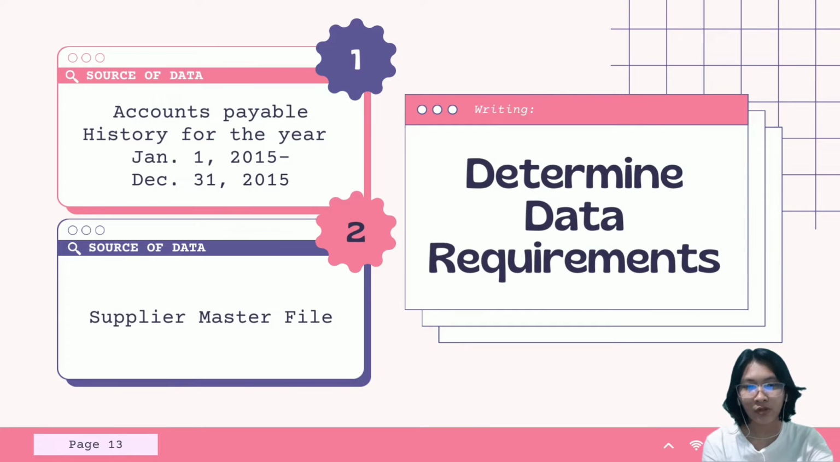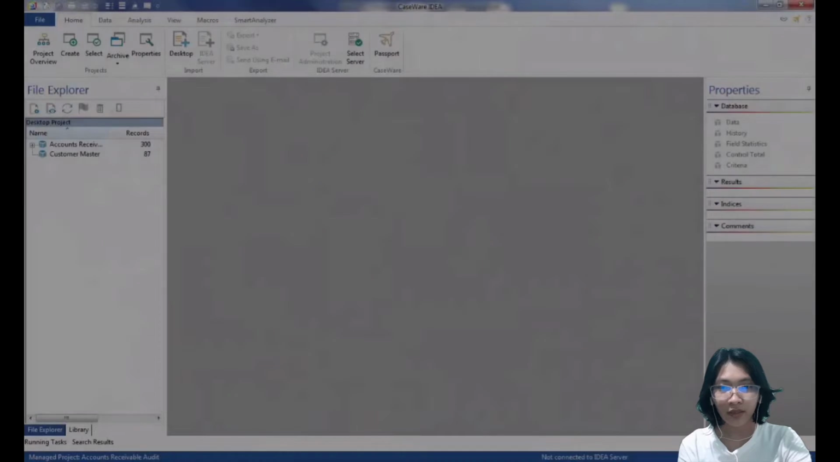There are two main sources of data for audit: accounts payable history for the year January 1, 2015 to December 31, 2015, and the supplier master file. Let's now move on to the actual application.